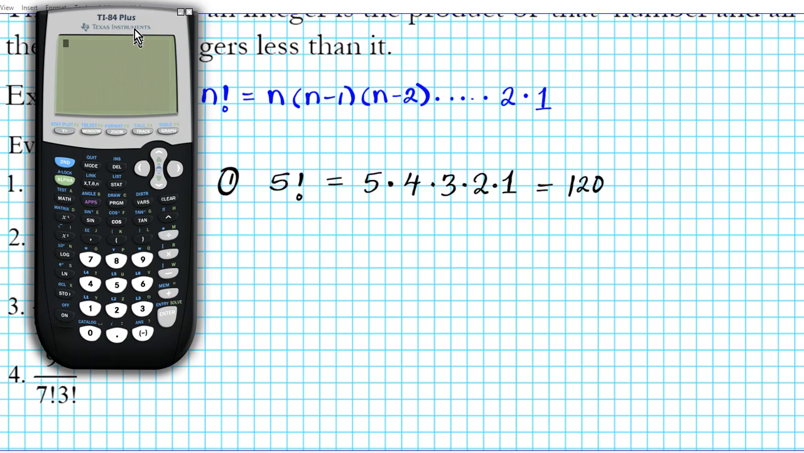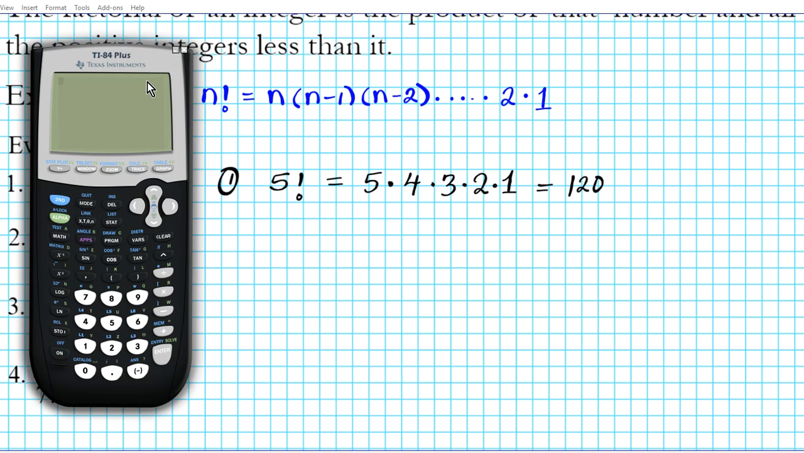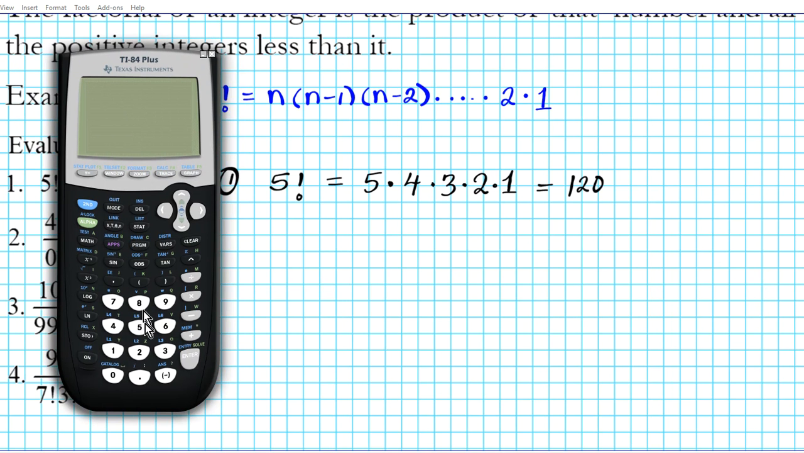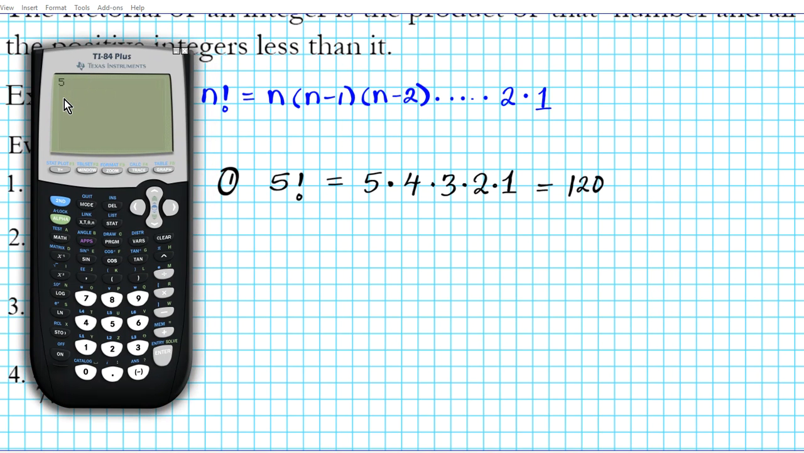Now let's go over how to use a TI calculator. This procedure that I'm going over applies to the 84 and 83 models. Whether plus or regular, it doesn't matter. Now how do you use the calculator to find factorials? Let's go ahead and go over that. So we'll type in 5 and then factorial. So the question is, where is this factorial operation in the calculator?